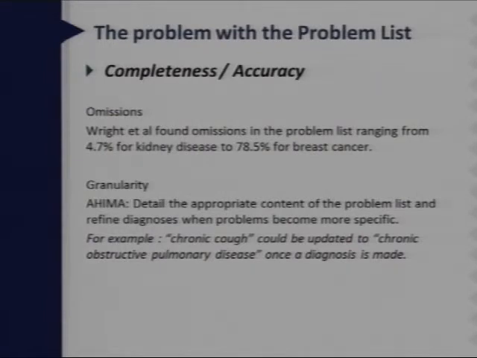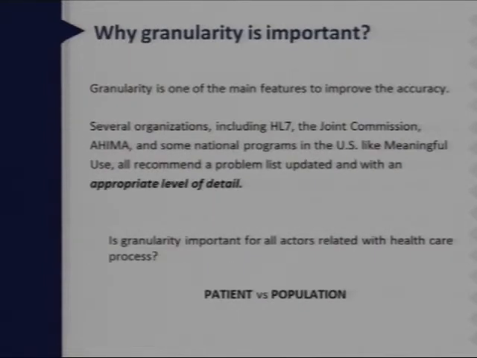In this sense, AHIMA, the American Health Information Management Association, says that detailing the appropriate content of the problem list and defining diagnoses when problems become more specific must be a responsibility of the physicians using the problem list. For example, chronic COPD could be updated to chronic obstructive pulmonary disease when a diagnosis is made. So in this context, granularity is one of the main features to improve the accuracy of the problem list.